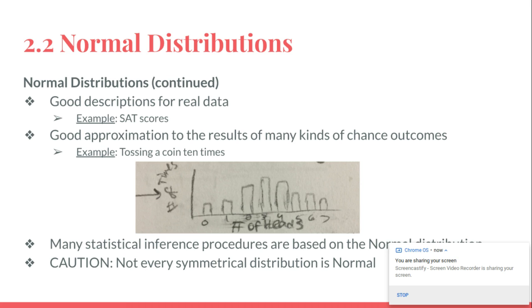Normal distributions are used in a lot of different ways. They are good descriptions for real data like SAT scores. They're a good approximation to different kinds of chance outcomes, like tossing a coin. And many statistical inference procedures are based on the normal distribution. But you have to keep in mind that not every symmetrical distribution is normal.